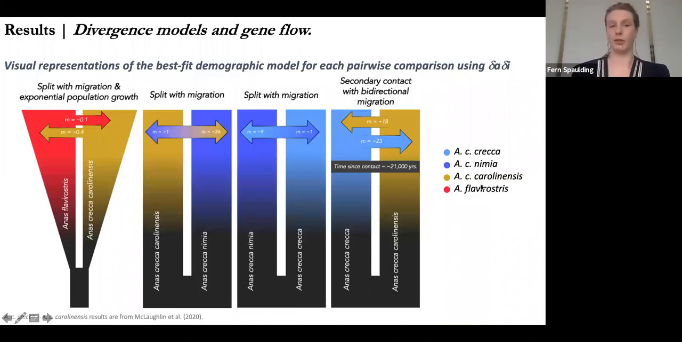Continuing on with our results from our data analysis, looking at divergence models and gene flow, these are the visual representations of the best fit demographic models for each pairwise comparison. And the main takeaway from this figure is that each of the best fit models had migration as a parameter. And likewise, the level of migration translated into individuals per generation is not equal to 0 in any of these cases. Even though between the North American green-winged teal and the South American yellow-billed teal, migration is very low, it is not equal to 0.